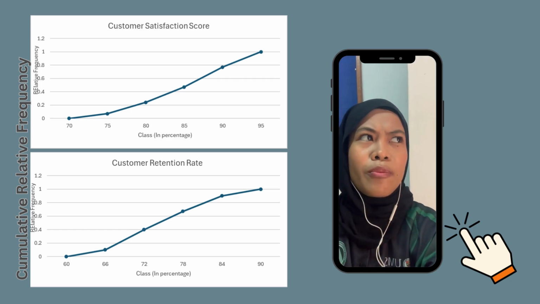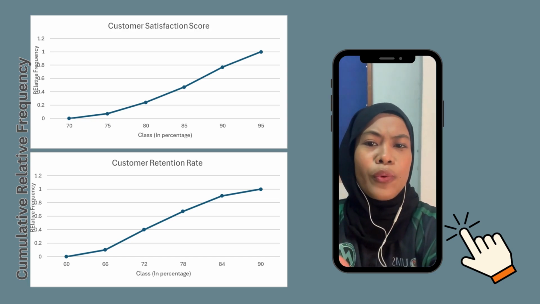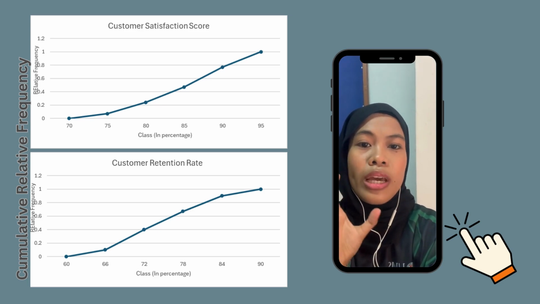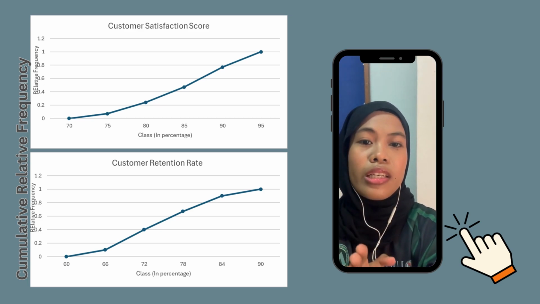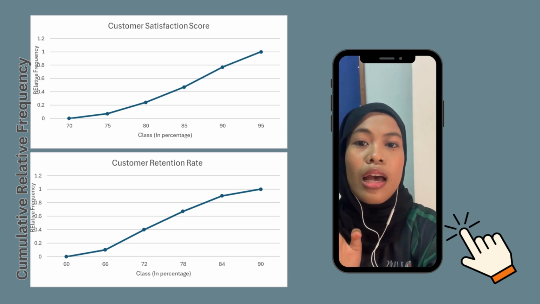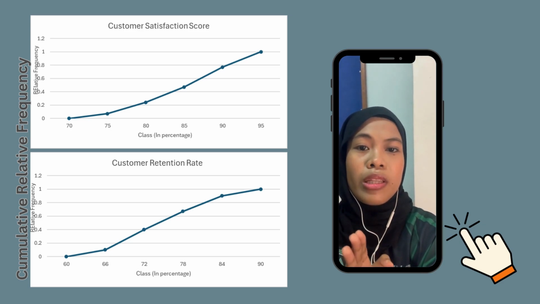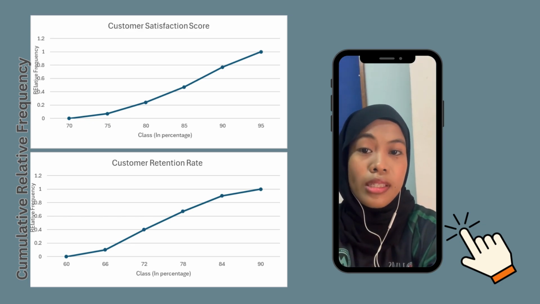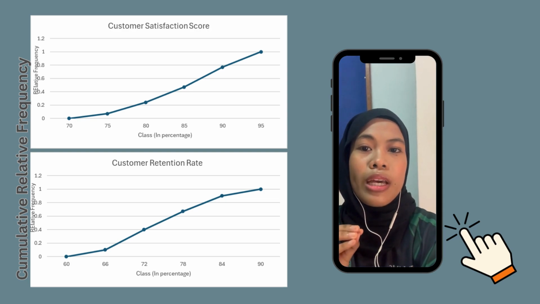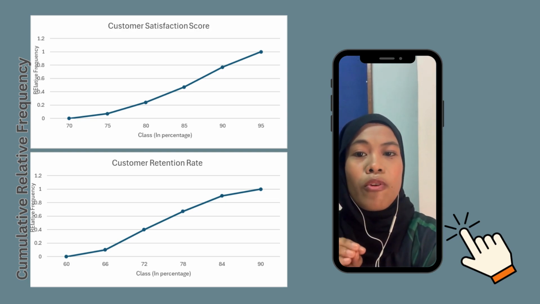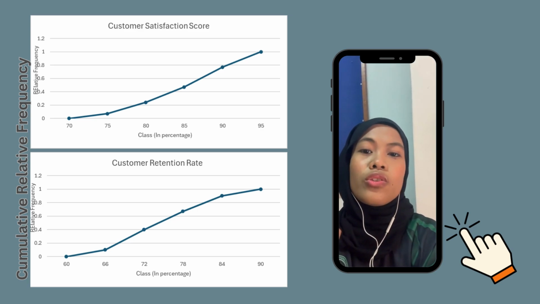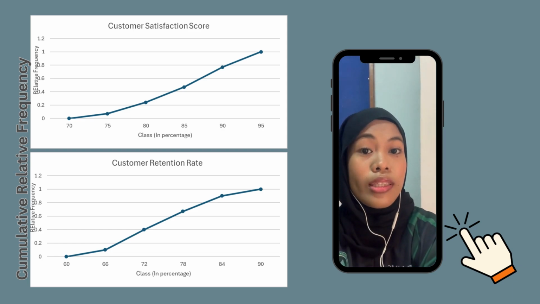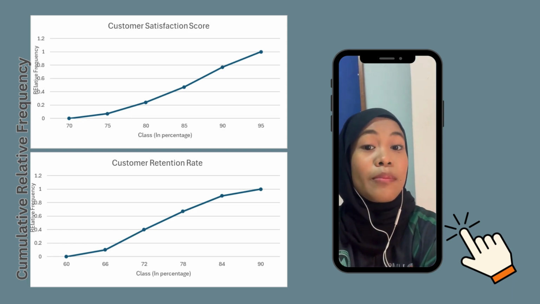So in conclusion, for part 1, the relative frequency graph shows most customers fall in the 85 to 90 satisfaction range, and retention is highest at 60 under 72% and 78 under 84%. The cumulative graph confirms that most businesses have satisfaction scores of 90 or lower and retention of 84 or lower. Together, both graphs help businesses spot trends, improve service quality, and build stronger customer loyalty.